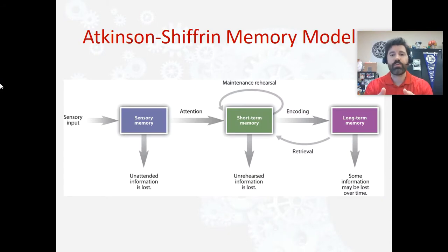But for today, I want to introduce you to two different memory models. This first memory model is what we call the Atkinson-Shiffrin memory model. And you see this flowchart here. The flowchart consists of three memory systems, and the memory systems are what you see in those rectangles: sensory memory, short-term memory, and long-term memory. Now, you will need to know a couple of characteristics for each memory system, and then also the process of transitioning from one system to the next, and kind of what that looks like.